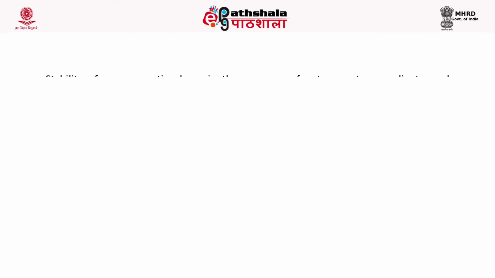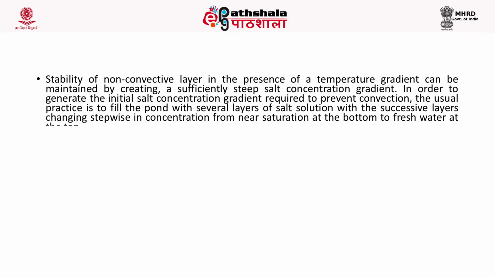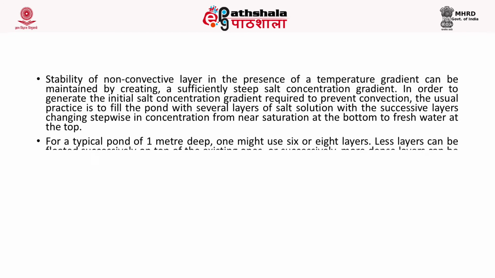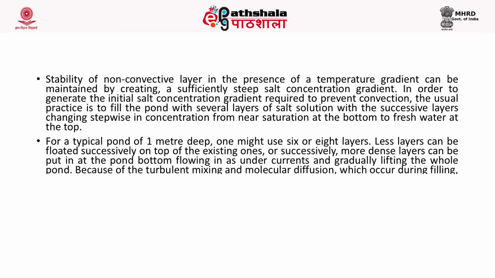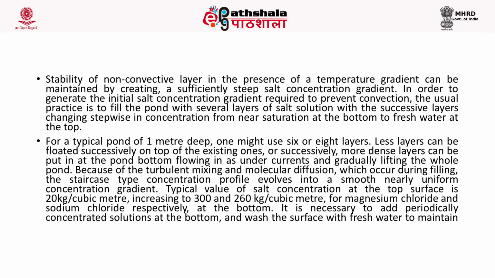The stability of a non-convective layer in the presence of a temperature gradient can be maintained by creating a sufficiently steep salt concentration gradient. In order to generate the initial salt concentration gradient required to prevent convection, the usual practice is to fill the pond with several layers of salt solution, with successive layers changing stepwise in concentration from near saturation at the bottom to fresh water at the top. For a typical pond 1 meter deep, one might use 6 to 8 layers.